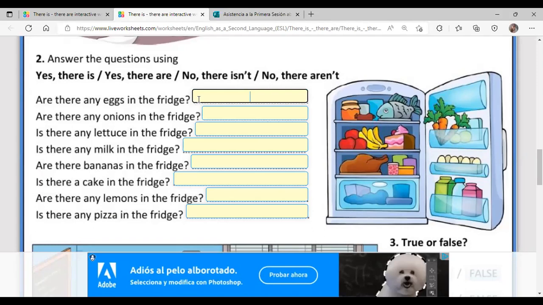Entonces, ¿cómo contestarían la primera? Are there any eggs in the fridge? ¿Hay huevos en el refri? ¿Sí o no? ¿Sí hay? Sí. Entonces, decimos, yes, they are. Es una yes, no question. So, are there any eggs in the fridge? Yes, they are. Are there any onions in the fridge? ¿Hay cebollas en el refri, chicos? Vean. Are there any onions in the fridge?